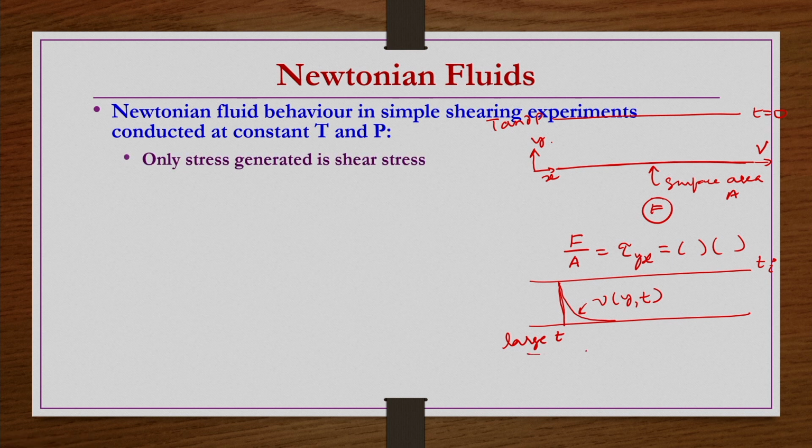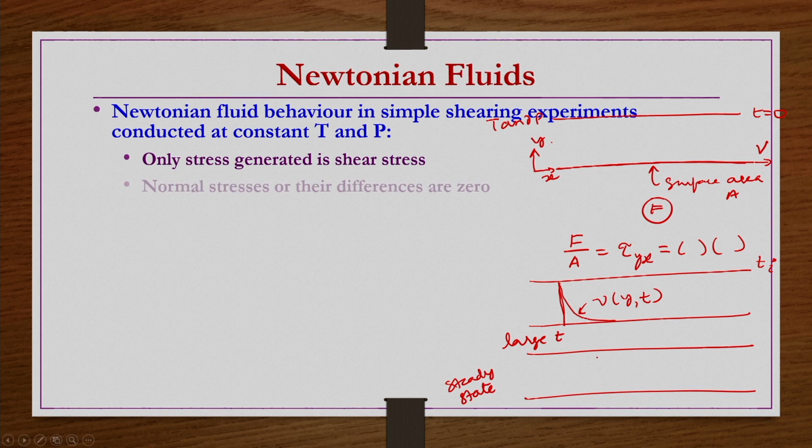Gradually, at large t, if you run the shearing experiment for a longer period of time, at large t when steady state is developed, the velocity profile is linear, because the distance between the two plates is very small. So, the velocity profile at steady state develops a linear profile like this. Here v is a function of y only, not a function of time.